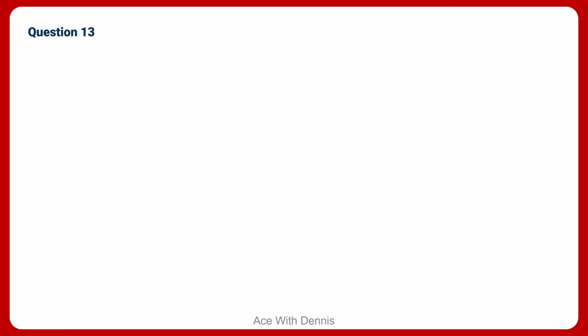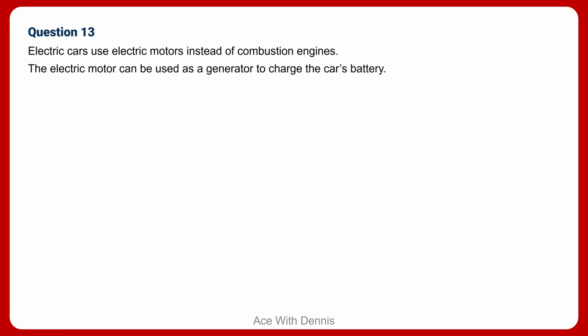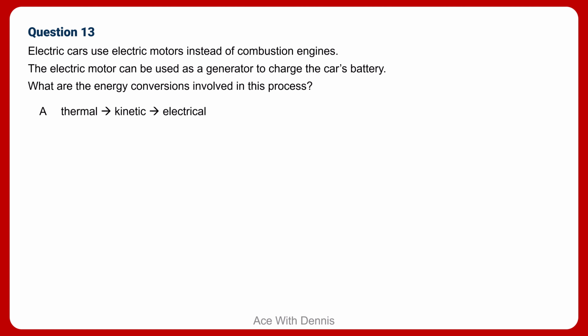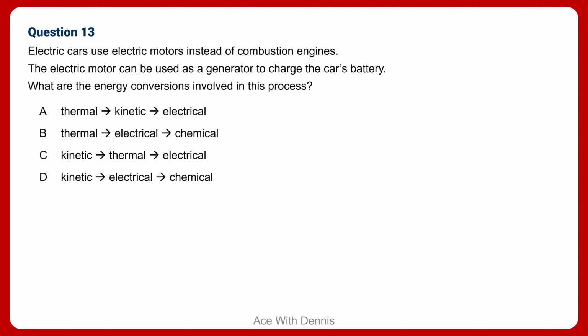Question 13. Electric cars use electric motors instead of combustion engines. The electric motor can be used as a generator to charge the car's battery. What are the energy conversions involved in this process? A. Thermal, kinetic to electrical. B. Thermal to electrical to chemical. C. Kinetic to thermal to electrical. Or D. Kinetic to electrical to chemical.